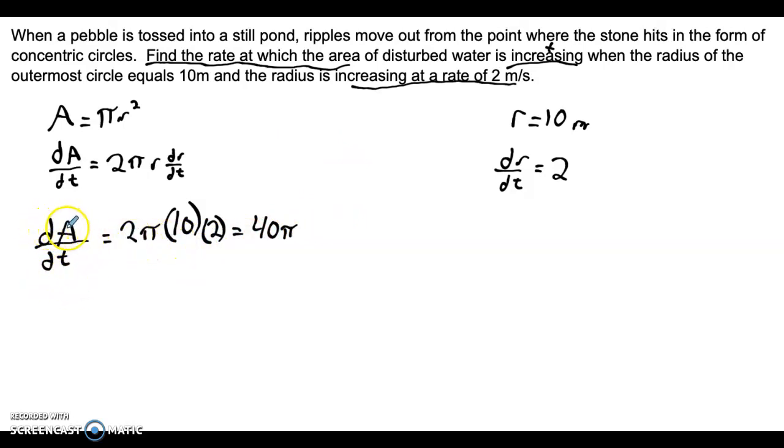Now, to get the units of our answer, we focus in on this. It's a change in area. Area is always a unit squared. Our units of length were meters, so this will be meters squared per the change in time. In our rate, we were talking about per second. So it's meters squared per second.